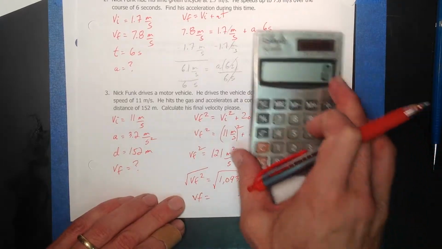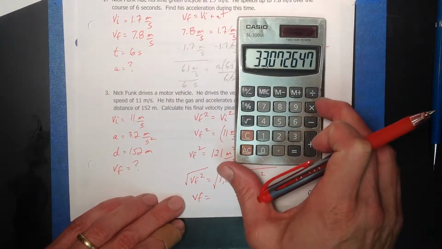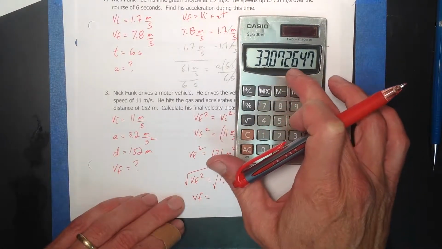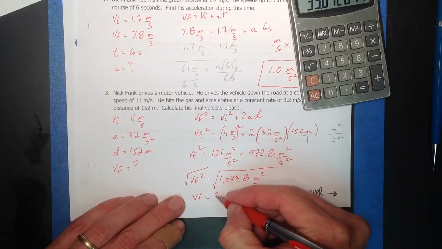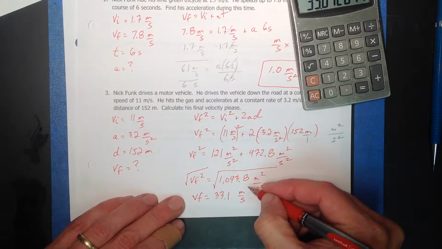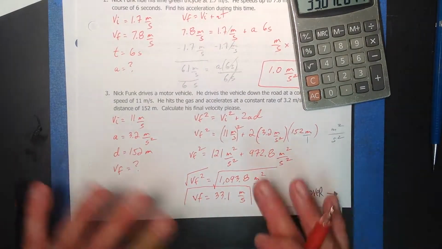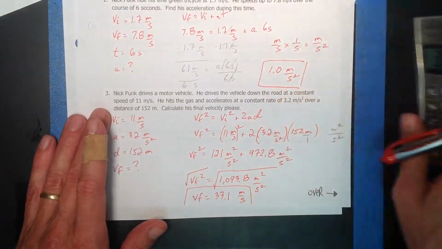And then 1093.8 square root is 33.07. We'll round that to the tenths. It's going to be 33.1. 33.1 meters per second. So that one's a little more complicated. Okay, a little more to it. Using that formula with the squared gets a little weird. So that's a little more challenging.